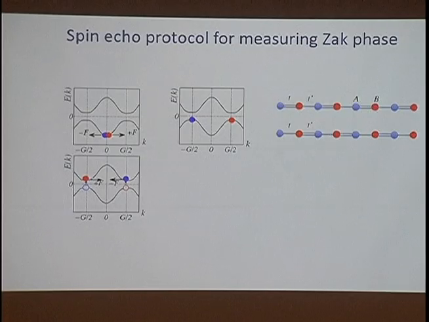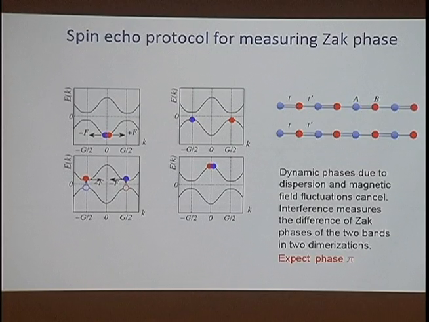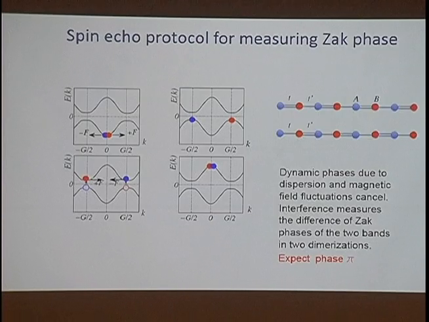There is an extra complication that, in principle, atoms go to the upper band, but again, various phases are the same in the lower and upper band because states have to be orthogonal, so that turns out to be unimportant. So lo and behold, in this experiment, with both this spin echo and swapping of dimerization, one should expect a phase of pi.